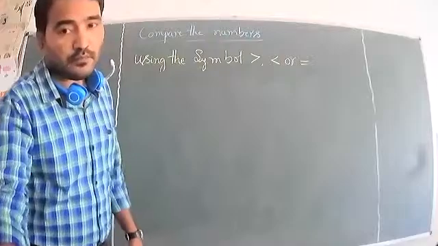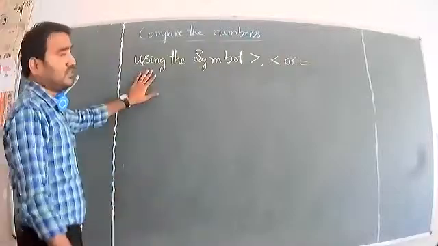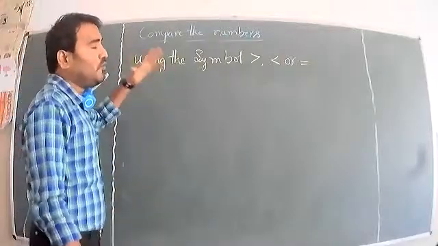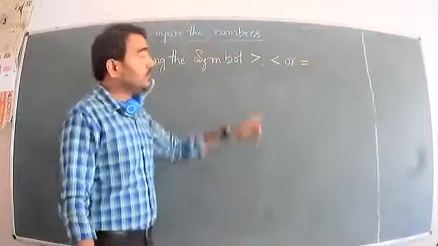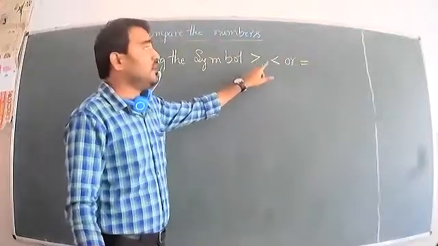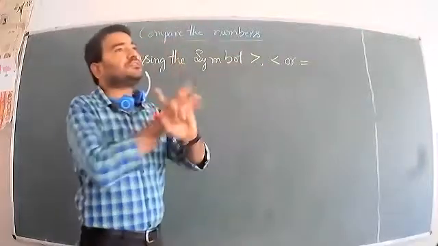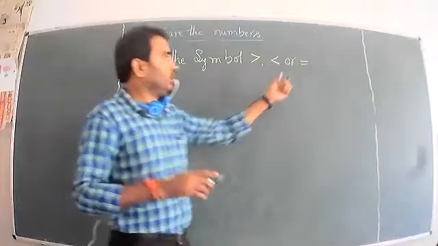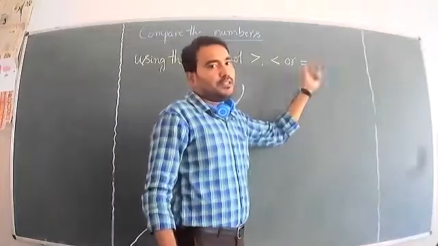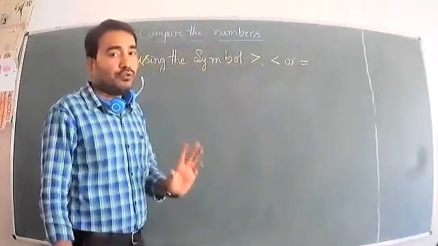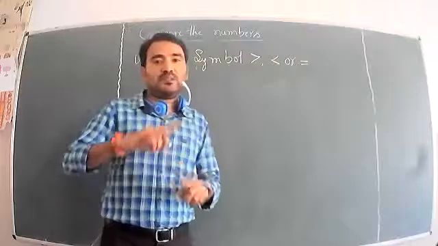Now, comparing the numbers, which symbols should we use? Look at this: it is the greater than symbol. It is the smaller than symbol. Sometimes the numbers are equal, so we can use the equal symbol. The three symbols are there. Now, how do we use them to compare numbers?